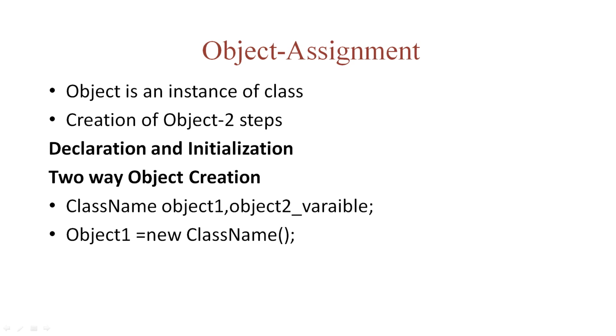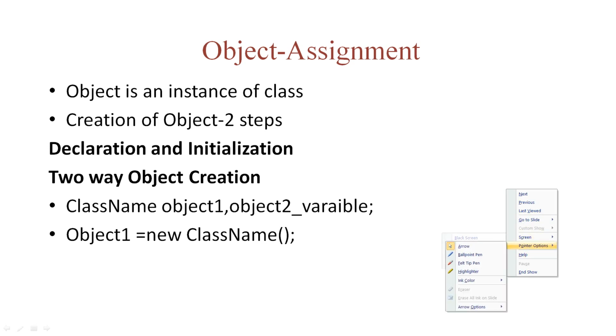An object can be created in two ways: in a single step, or in two steps, declaration and initialization. Whenever I declare for a particular class, let us take a box class, I can create n number of variables, object 1 variable, object 2 variable, up to n. That will be a declaration part only.